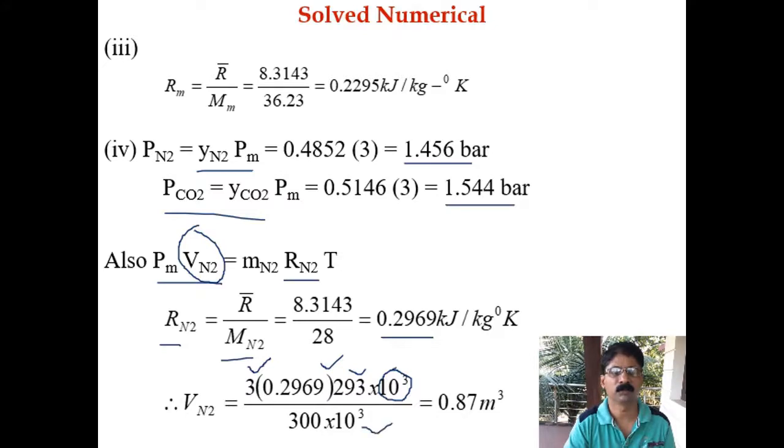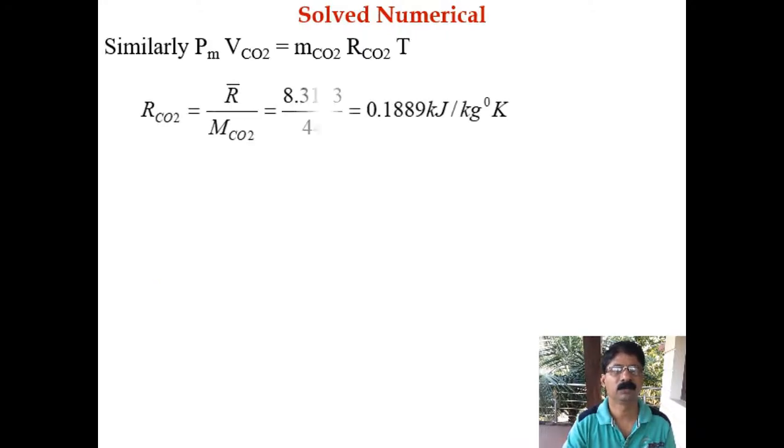Now one more thing, you can substitute P as 300 kilopascal, then there is no need to write 10 to the power 3 here. You can substitute 0.2969 kilojoules itself. So that is your understanding. If R is in kilojoules, then pressure should be in kilopascal. If R is in joules, then pressure should be in pascal. That is a very important thing while substituting in this equation. So the volume of N2 you'll get as 0.87 meter cube.